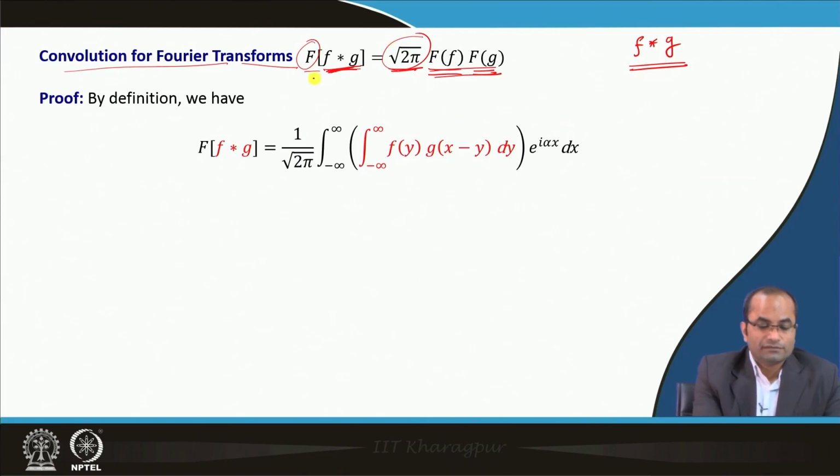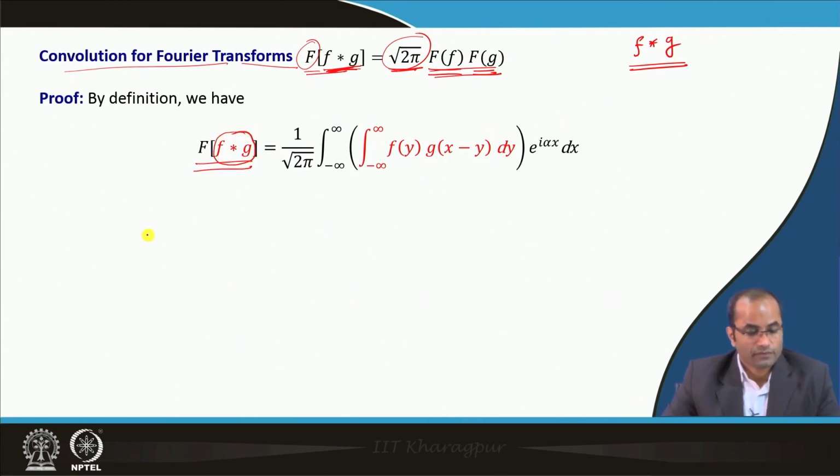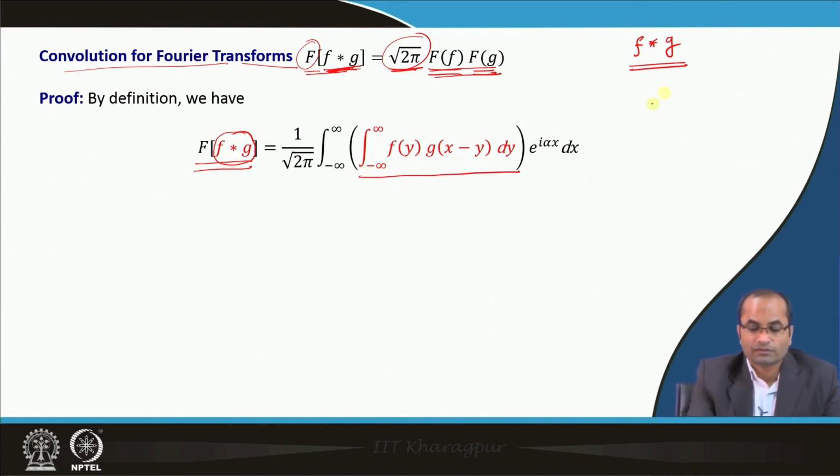Again by the definition we will go. So, we will apply the Fourier transform to f star g, and remember this f star g is the symbol we have used for the convolution. So, f star g means we have this integral here. f star g is nothing but the integral from −∞ to +∞ of f(y) g(x−y) dy.